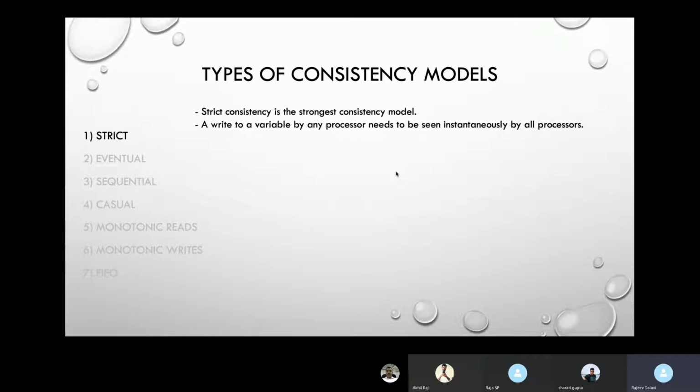Right? And it says that a write to a variable by any processor needs to be seen instantaneously by all processors. So any write that is happening into the database, and after that, whoever reads any number of times should read only the latest value of the document and not the older values of it, actually. Okay. So how do we achieve this?